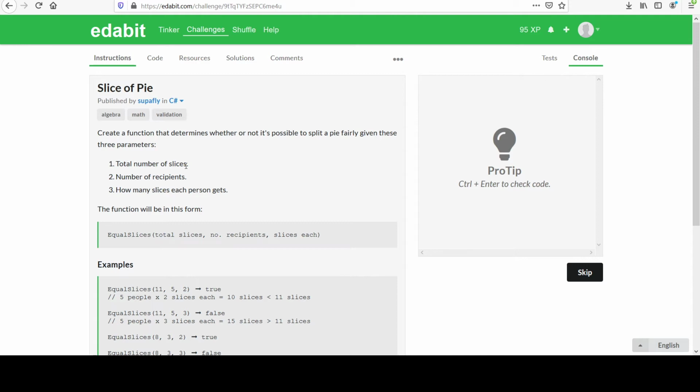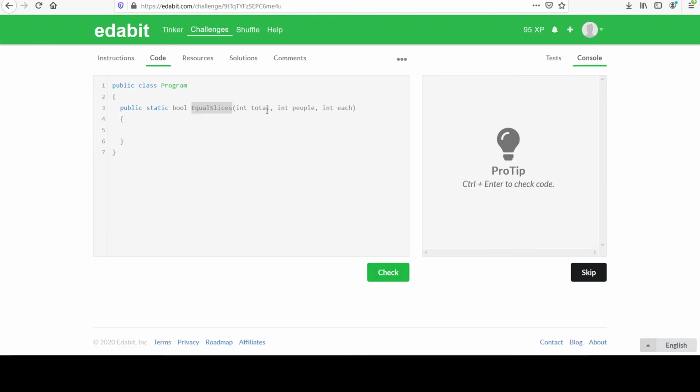That'd be pretty long and excessive, but I think we can do better than total, people, each. You know, it's not terrible, but it's just what I like to do. So I want to call mine total pies. Let's say num people for number of people, and each I'll call pies per person.